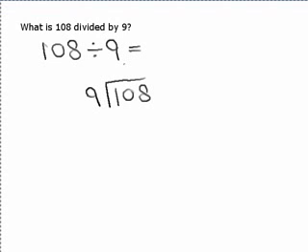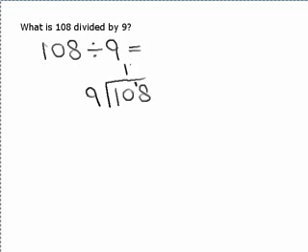You may be from a country that writes from right to left, in which case you might do it round the other way, but this is the way most people learn to do it in this country. So you start off, how many 9s are there in 10? It goes once, and there's a remainder of 1. 1 is left over because 1 9 is only 9, but we're dividing it into 10, so there's a remainder of 1 which you put next to the 8.